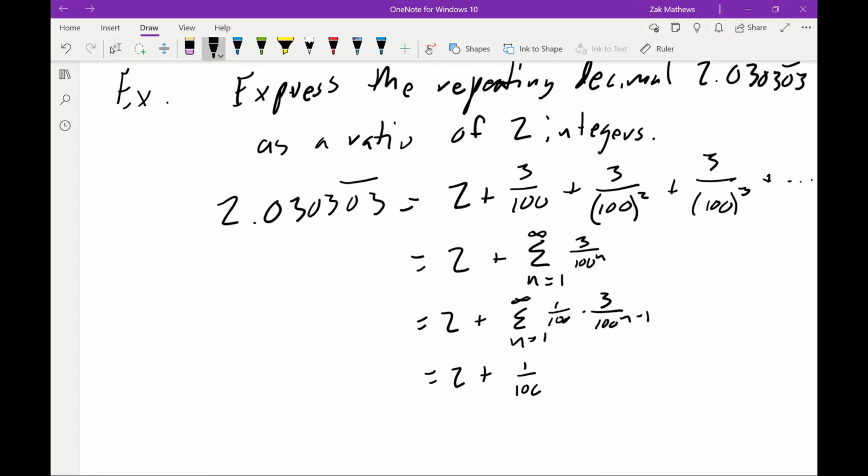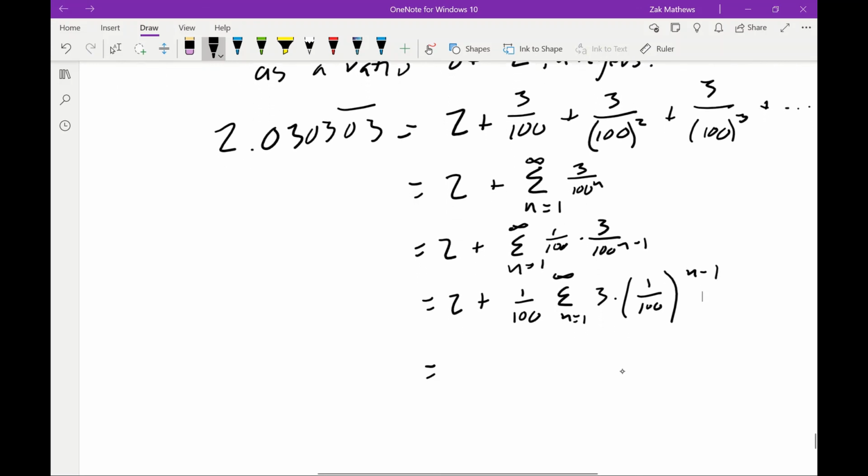1 over 100 times the summation, n equals 1, 3 times. The other thing I might do, just because we like to see the a times r to the n minus 1, is write this as 1 over 100 to the n minus 1. Remember, if you have something in the denominator with nothing in the numerator being raised to a power, you can always think of it as 1 over, because there is always an understood 1 above numbers like that. So now we have this expressed as a geometric series, and so we know that it has to be convergent, and we also know what its sum is.